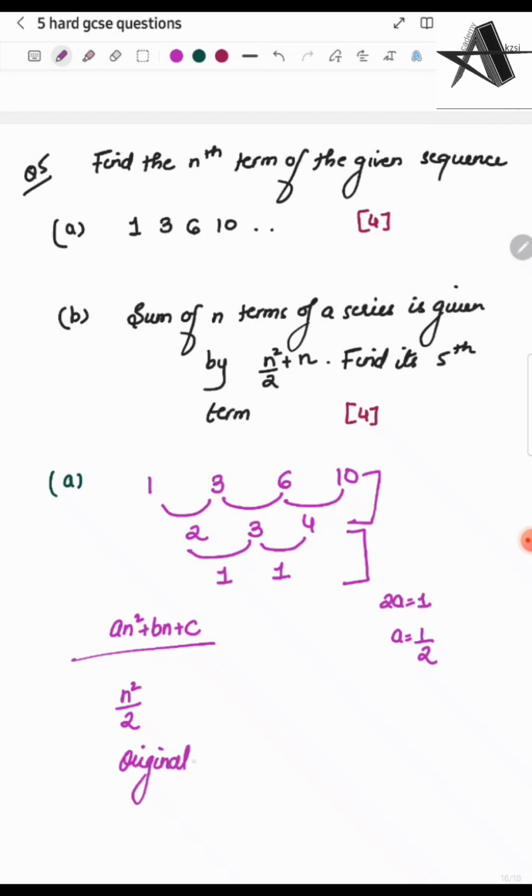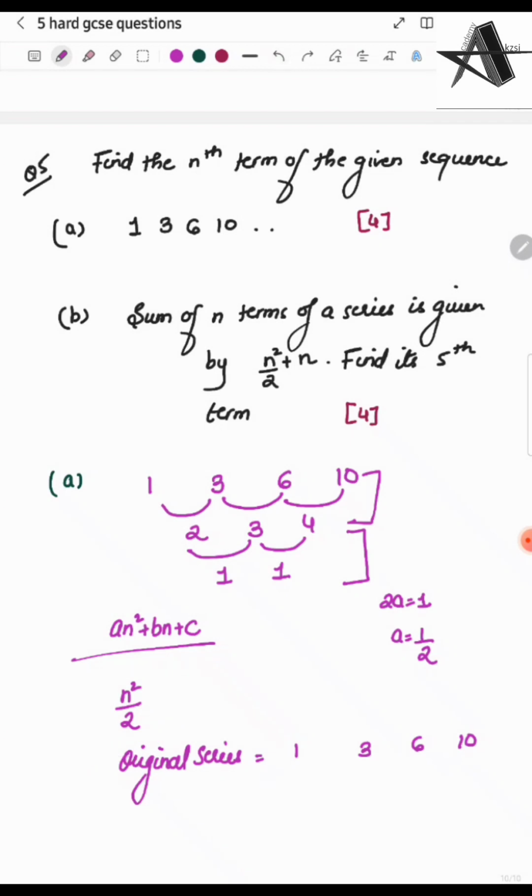Definitely it's not very easy if you are doing it for the first time. If you haven't gone through the nth term, even for quadratic or linear, it would be difficult for you to understand. If it's not clear, you can go back and see this video 2-3 times. It will help you. I'll write my original series, which is 1, 3, 6 and 10. Then I'll write my n squared by 2 series.